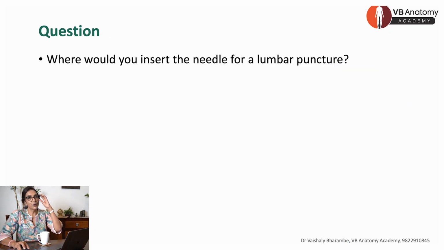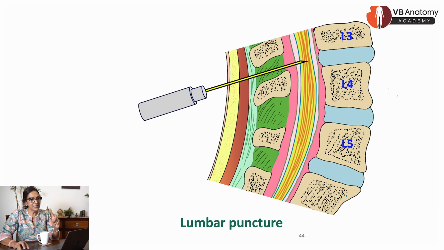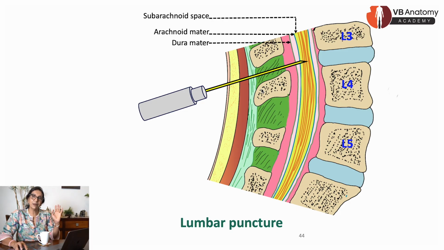So I have a question for you. Where would you insert your needle for lumbar puncture? And how does it have anything to do with this plane? Come, I'll show you. So this is a section through your spine, through your vertebral column. You can see L3 body, L4, L3 spine, L4 spine. You can see the lumbar puncture needle has gone in through all these structures, piercing dura mater, arachnoid mater and subarachnoid space. Finally, you've reached into the spinal cistern and you're tapping CSF fluid.